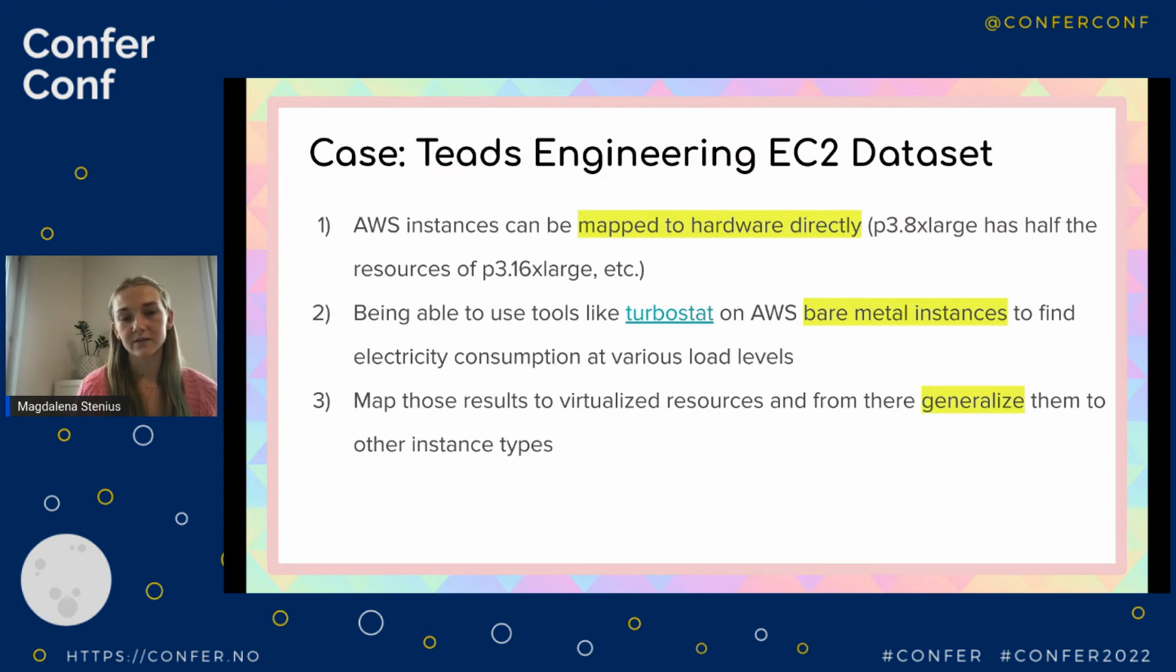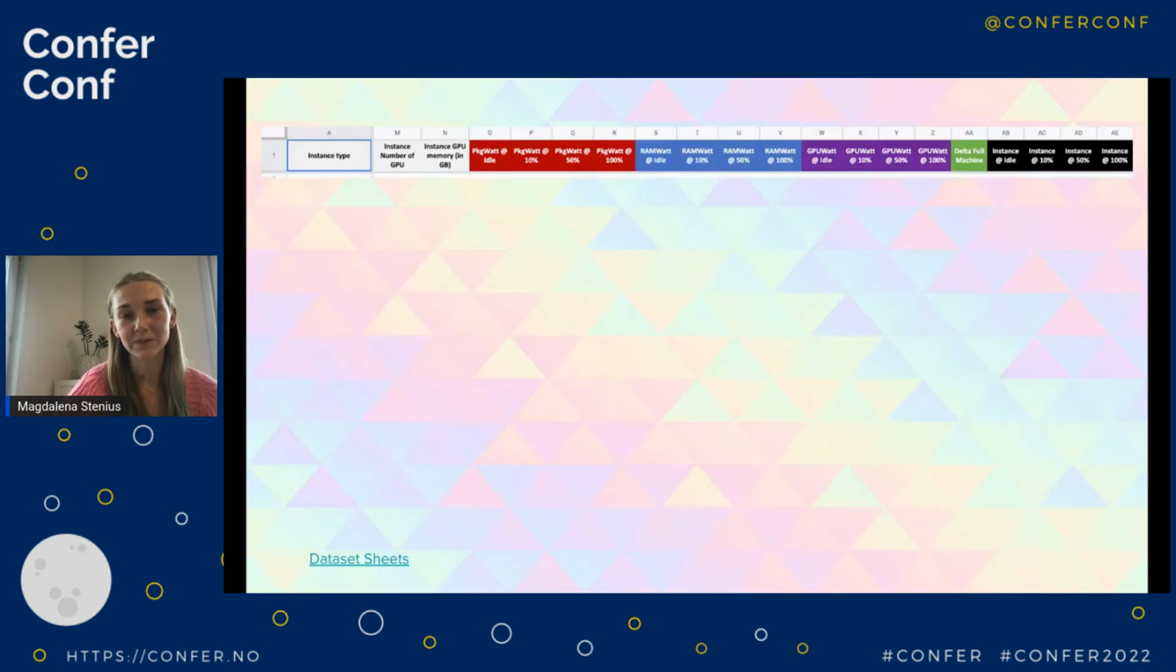From those results, they were then able to map the resource usage into the virtualized resources and generalize them to other instance types. If you're interested in this, they have an awesome blog post series on this topic, which is actually a really interesting read. So I do encourage you to find that and look it up and read through it, because it's mind-blowing.